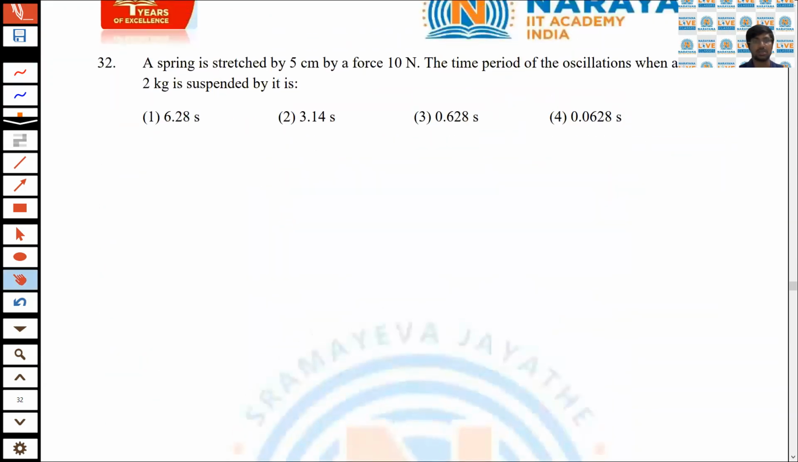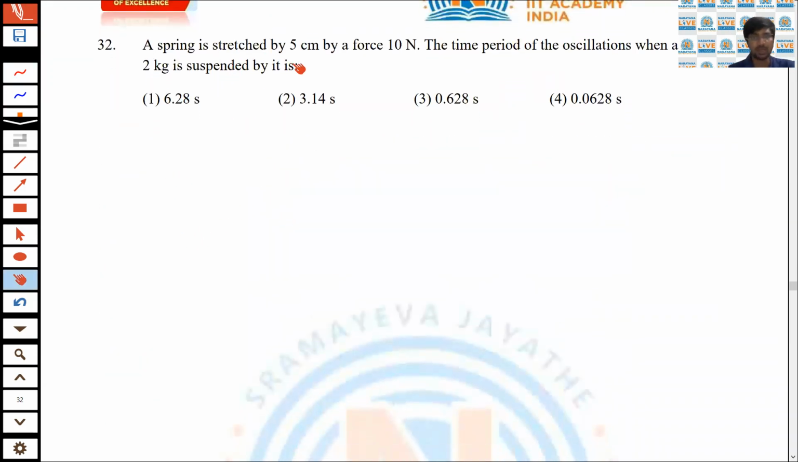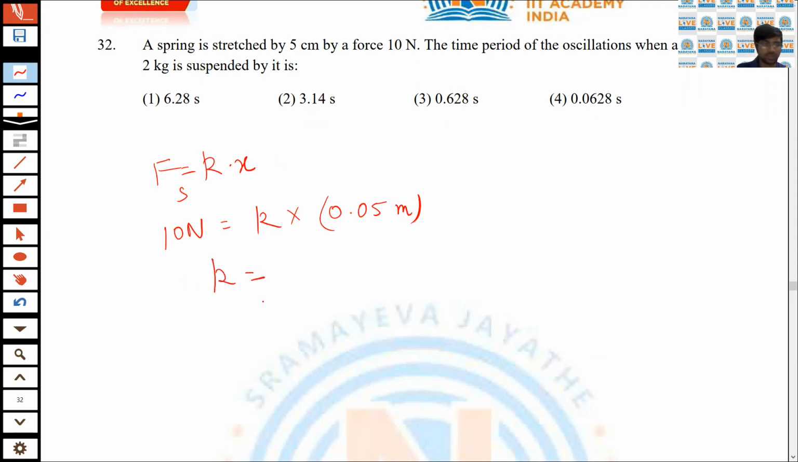Let's come to the 32nd question. The spring is stretched by 5 centimeters by a force of 10 newtons. The time period of the oscillations when a mass of 2 kg is suspended by it is. Now we know that force on a spring is equal to K times X, the elongation. Now this value is 10 newtons and the elongation is 5 centimeters, which basically means 0.05. So this makes the value of K as 200 newton per meter.